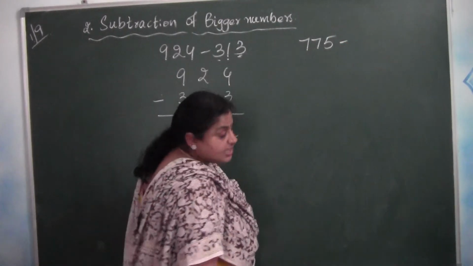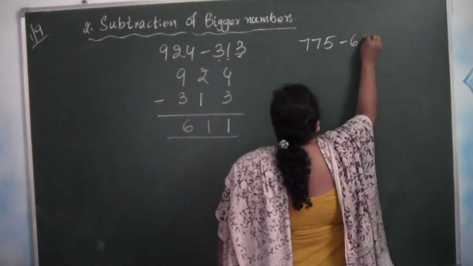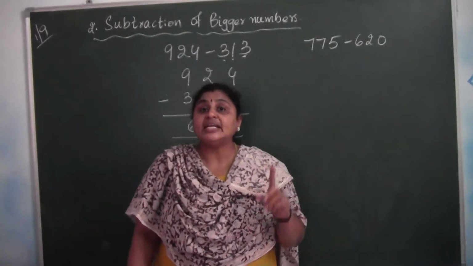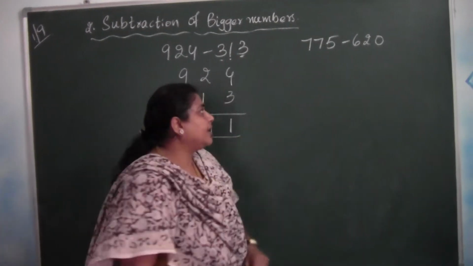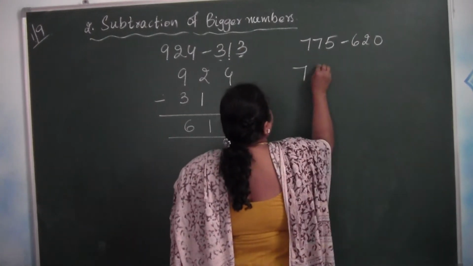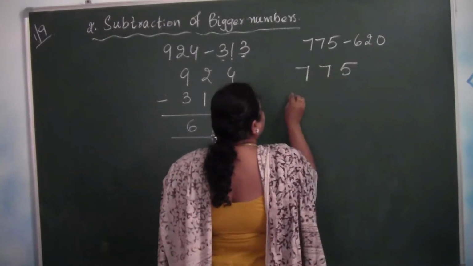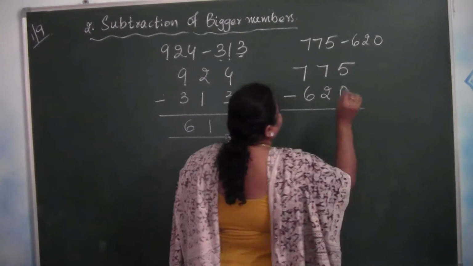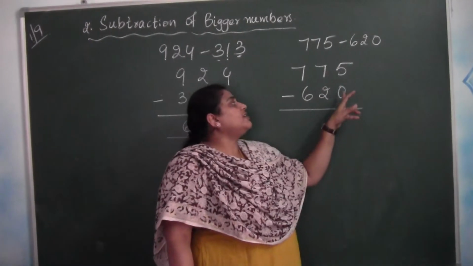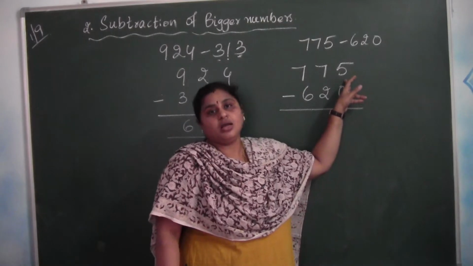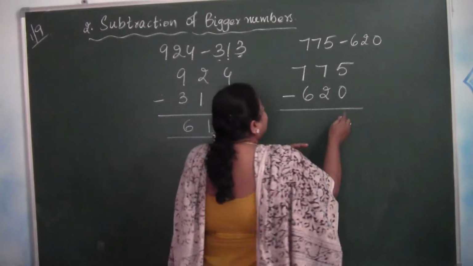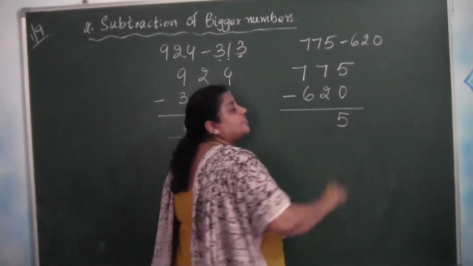775 minus 620. Now from 775 you have to subtract 620. Come on. 775 minus 620. Now 0 when subtracted from any number, you will get back the same number. Alright. 5 minus 0, 5.